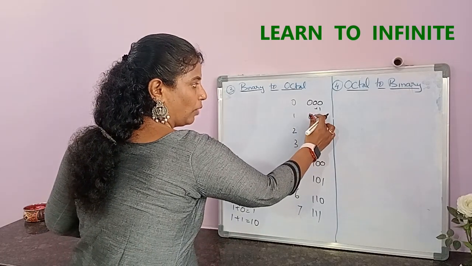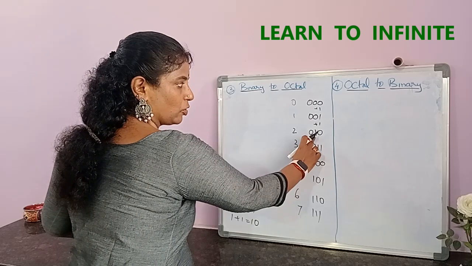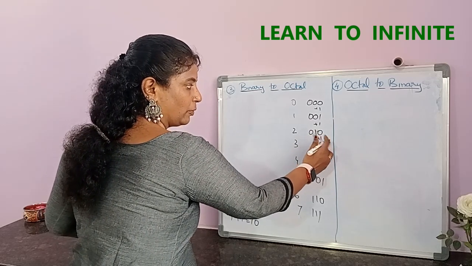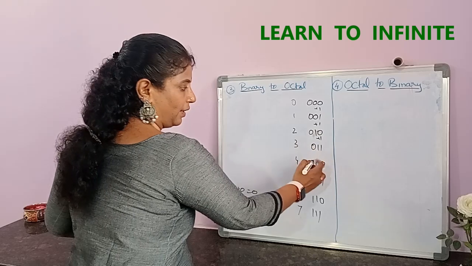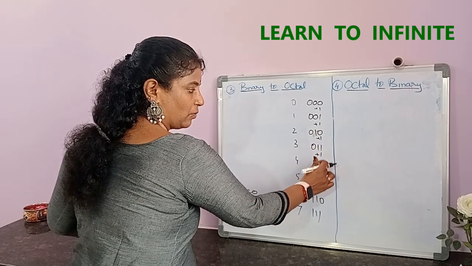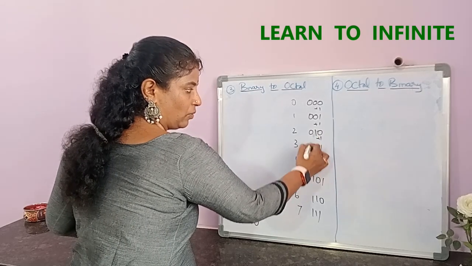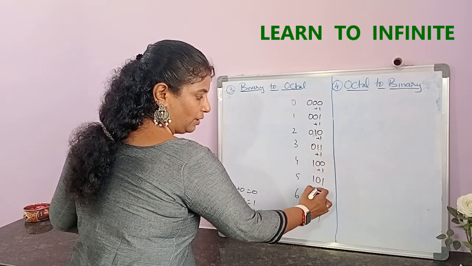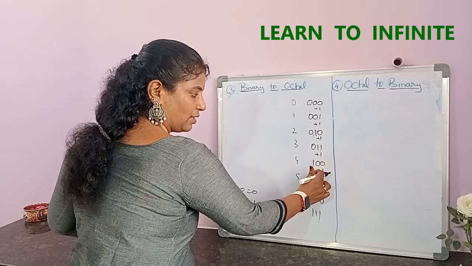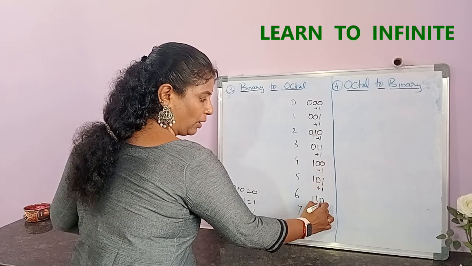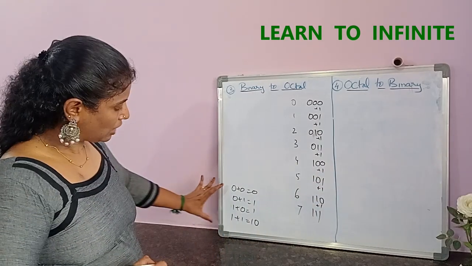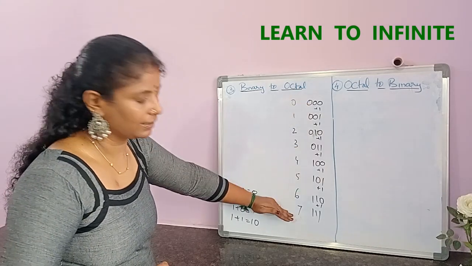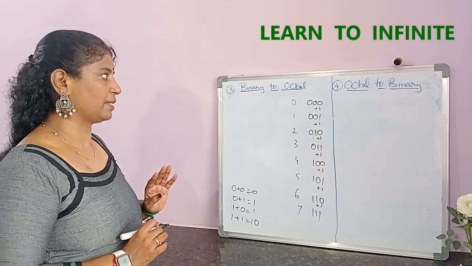Again plus 1, 1 plus 1 is 10, so 010. Again adding 1 to it, 0 plus 1 is 1, so 011. Adding 1 to it, 1 plus 1 is 10, so 100. Again 1 plus 1 is 10, 1 plus 0 is 1, so 101. Again adding 1 to it, it is 110. Adding 1 to it, it is 111. Okay, so using this formula, we are getting this 0 to 7 octal representation.